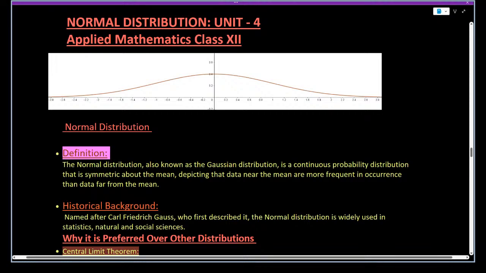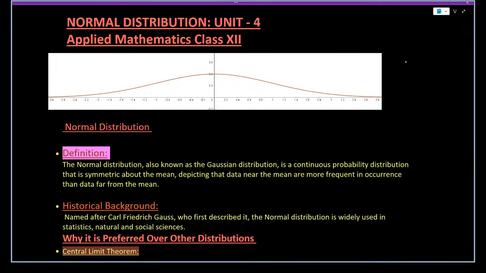Why is this normal distribution required? Derivation of the formula obviously we are not going to do here, not required also for applied mathematics students, but why Poisson distribution, why normal distribution, that you need to know. If the number of observations, I mean the number of trials n, is indefinitely large, tending to infinity.